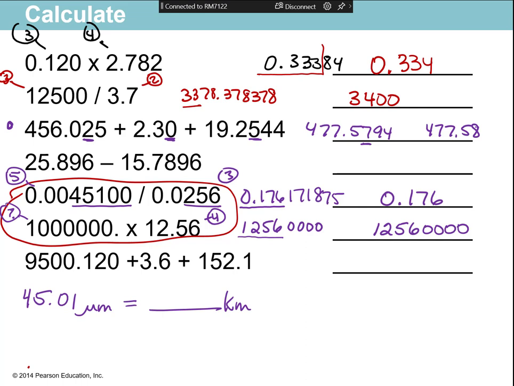So the second one, 25.896 minus 15.7896.